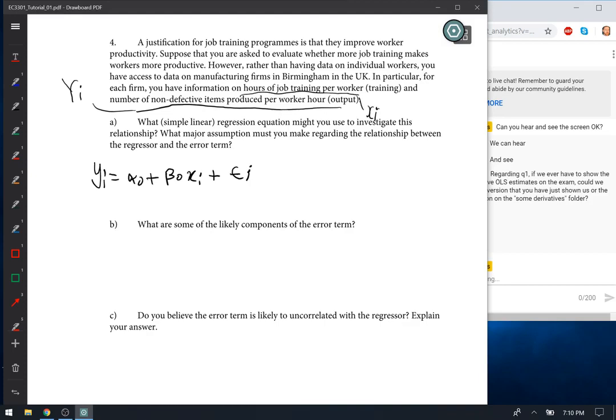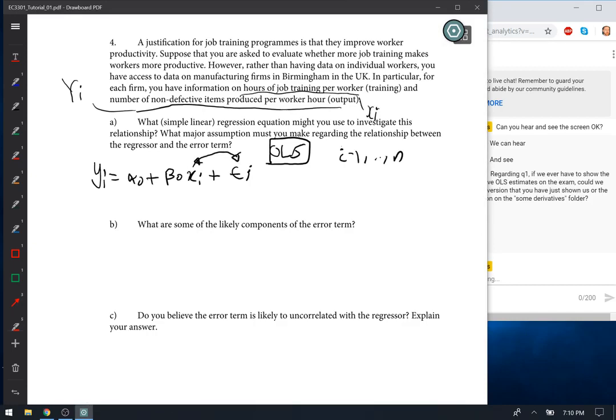What major assumption must you make regarding the relationship between the regressor and the error term? It should be a bit more specific. If we've got a sample of size n, could be 50 or 100, it should really say: if you use the OLS estimator, what assumption must you make regarding the relationship between the error and x in order to get unbiased, or rather, to get consistent inference. So it probably needs a bit more detail.